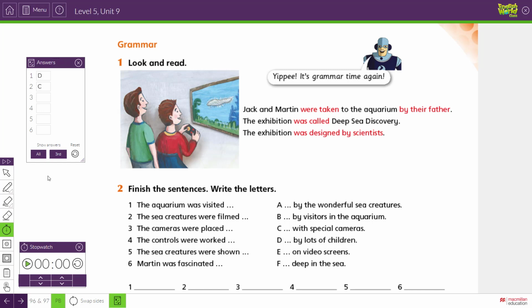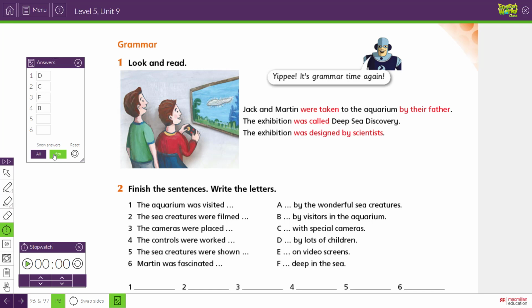Okay, let's check your answers. Number 3. The cameras were placed, which means were put. Yes, letter F. You are right. Deep in the sea. Number 4. The controls were worked. Yes, letter B. By visitors in the aquarium.